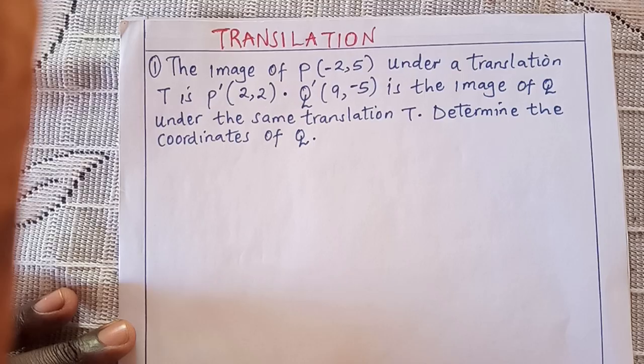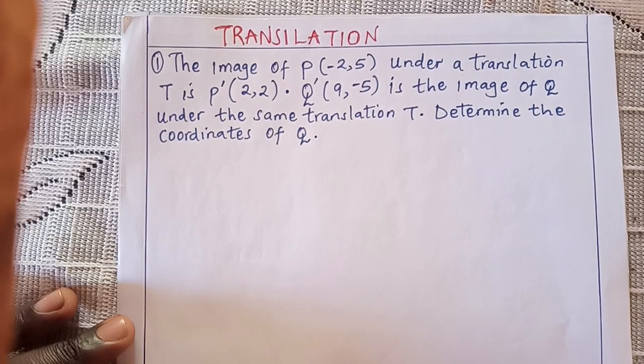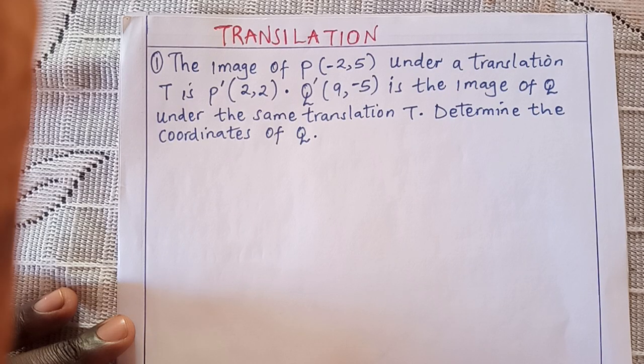Now, the first question. We are going to handle two questions in this presentation under translation. The first question reads: the image of P (negative 2, 5) under translation T is in fact (2, 2). Q, which is (9, 5), is the image of Q under the same translation T. We are supposed to determine the coordinates of Q.